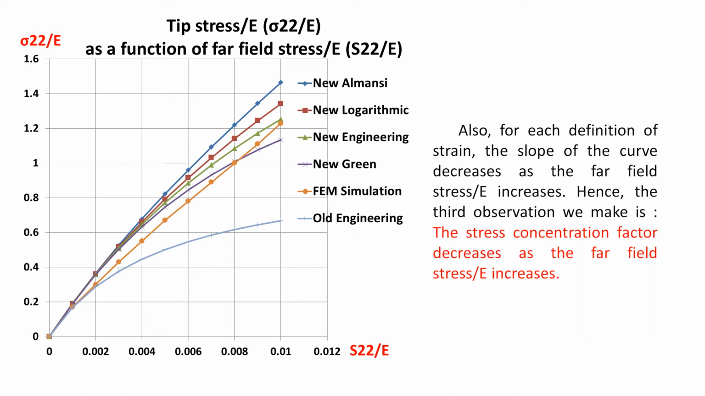Also, for each definition of strain, the slope of the curve decreases as the far field stress over E increases. Hence, the third observation we make is the stress concentration factor decreases as the far field stress over E increases.